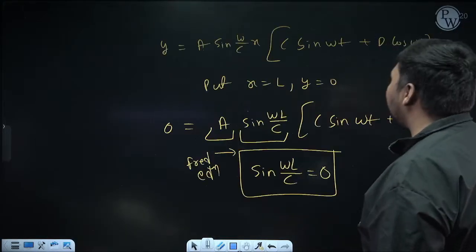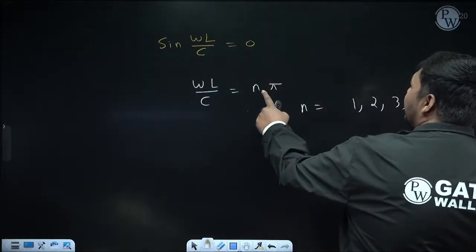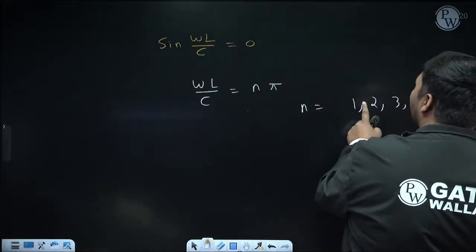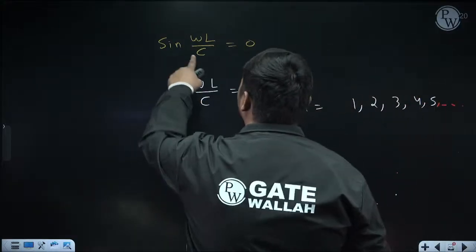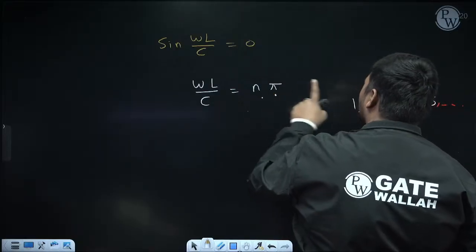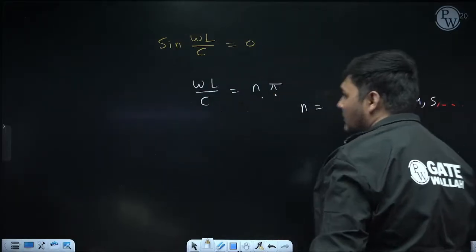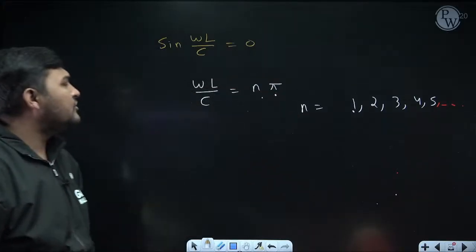So if you write the practical possible value now, since omega 0 is not practically possible, the practical value of n starts from 1. So n is 1, 2, 3, 4, 5. If you remember this, you can easily write omega L by C equal to n pi. And n starts from 1, just remember this. If you remember this, this entire calculation you can do.